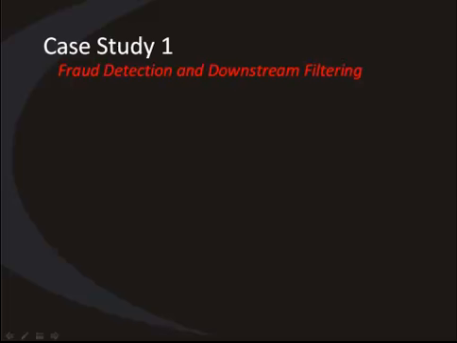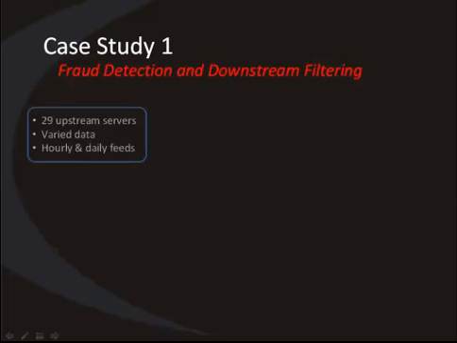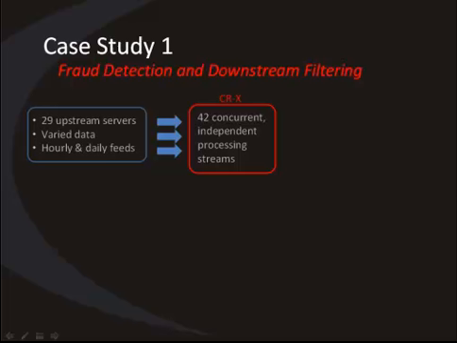The first case study focuses on fraud detection while continuing downstream business-as-usual processing. Here we have 29 upstream servers, each providing their own unique file content at varying times throughout the day. CRX waits for files to arrive and begins processing using an allocated processing stream. In this example, there are 42 streams running concurrently.